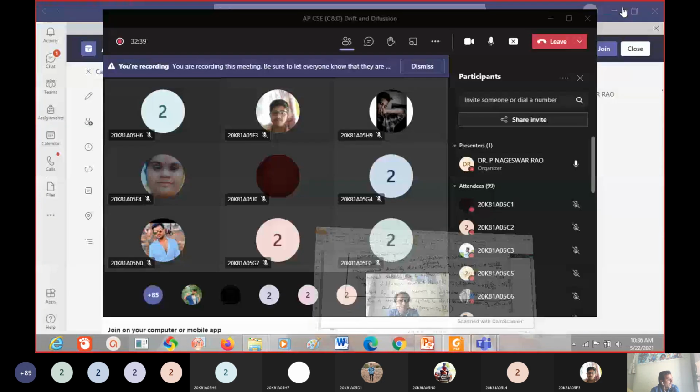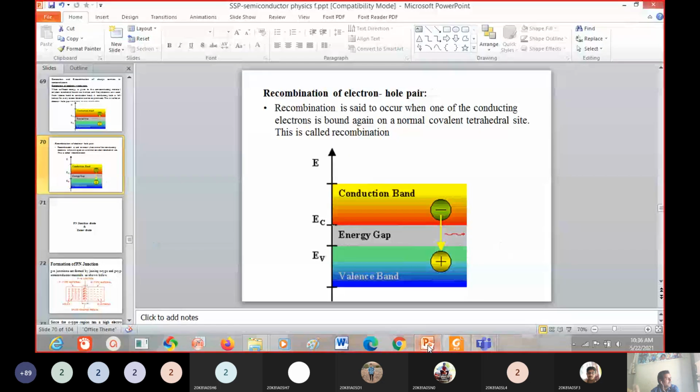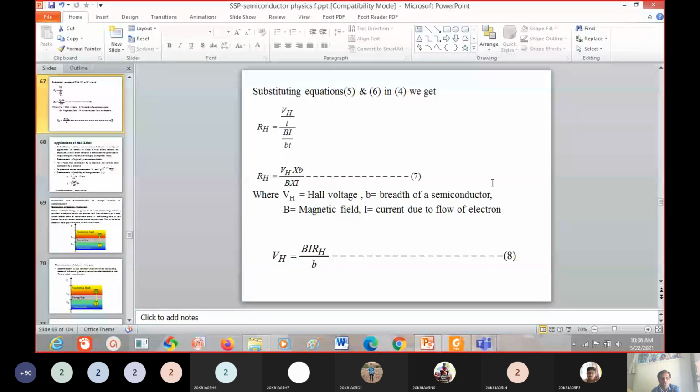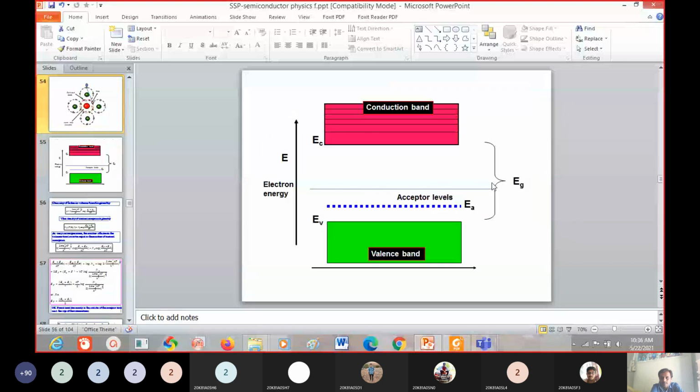So this is about the transport of charge carriers. If they ask about transport of charge carriers, you have to write the diffusion process as well as the drift process. This is about the semiconductors topic. Now the total topics are completed. If you have any doubts, you can ask. Do you have any doubts on these topics?